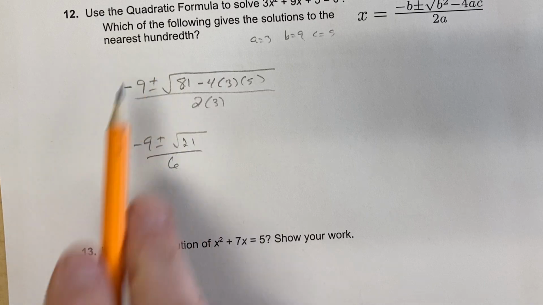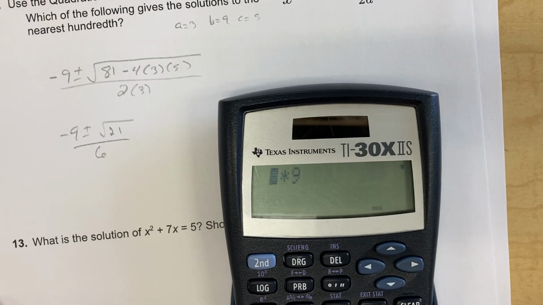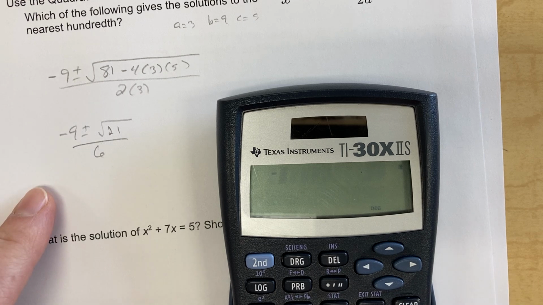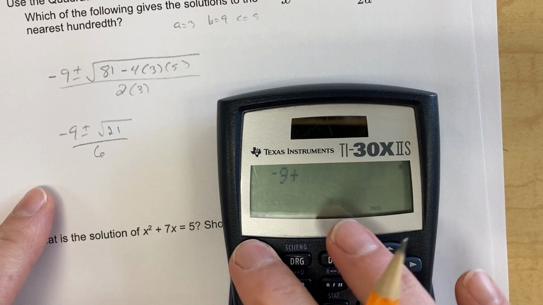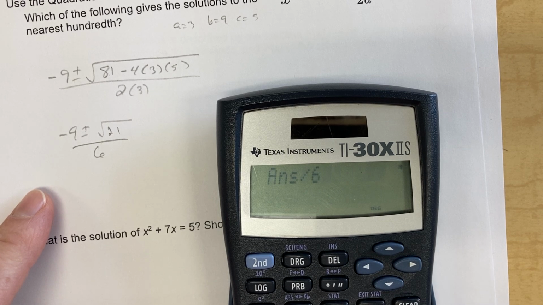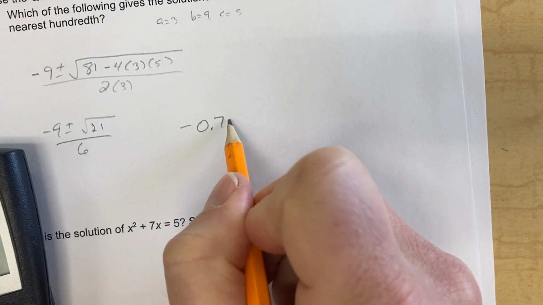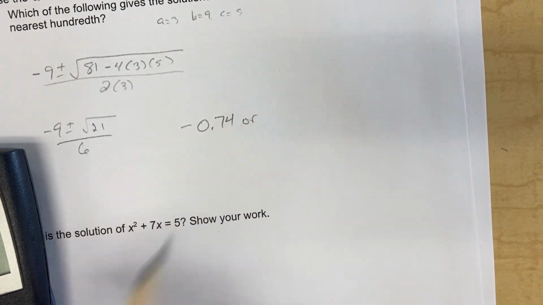They want you, though, to work it out to the nearest hundredth. So to do that, what we're going to do is take the calculator, and we're going to type in -9 plus the square root of 21. We're going to hit enter, and then divide by 6. And one answer is -0.76, and I'll round it to 4.